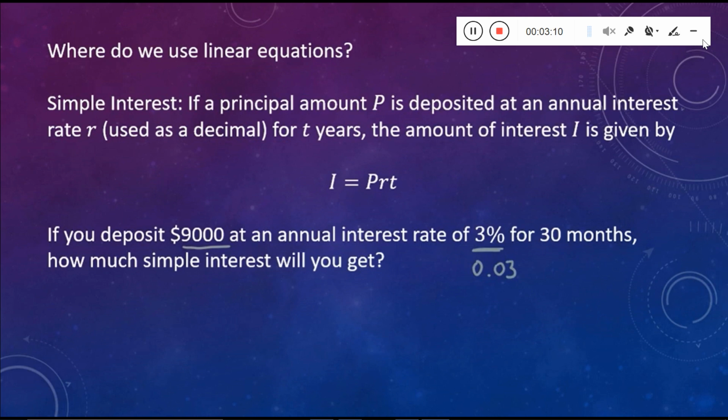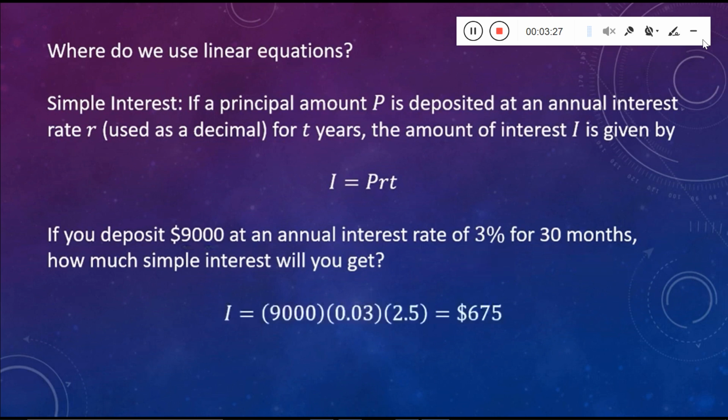And then 30 months. Well, T is measured in years, so we need to convert 30 months to a number of years. 30 months is 2.5 years. So I'm going to take the product of 9,000, 0.03, and 2.5, and we're going to see that we come up with $675 of simple interest.